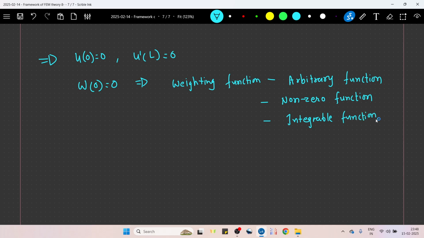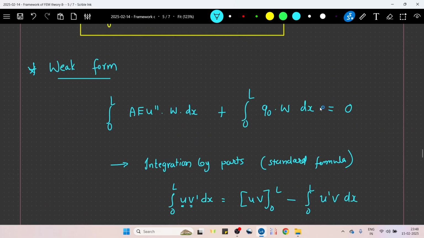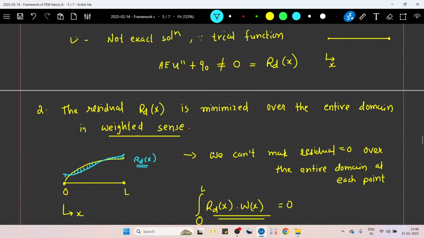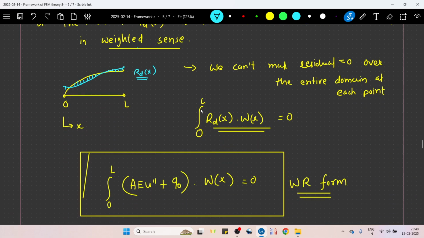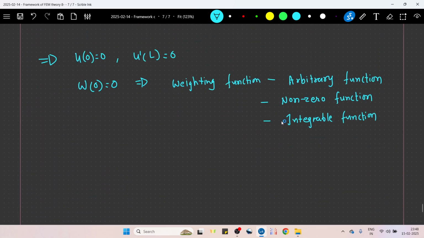Okay, why integrate? Because here we said that the integral of the residual times the weighting function is equal to 0, so it should be a weight integrable function. These are the three properties of the weighting function. So we'll choose w of x such that w of 0 equal to 0.